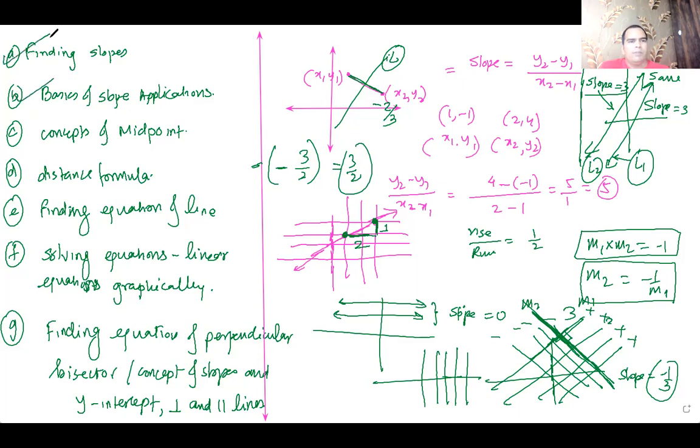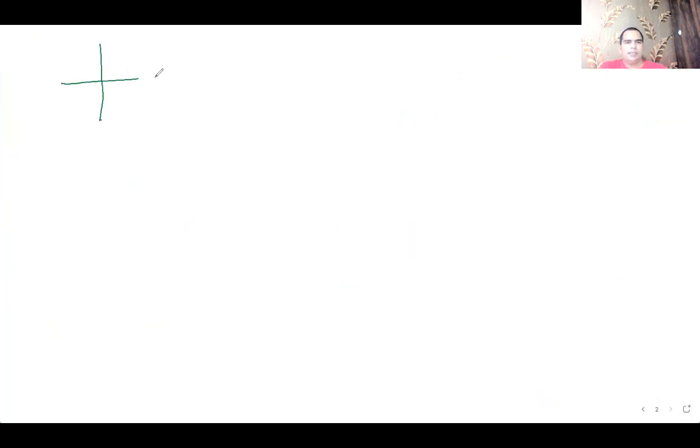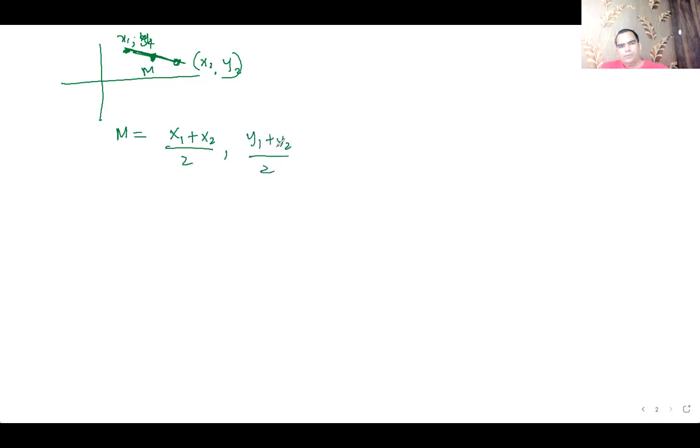And now talking about the midpoint. When you have 2 points in space, let's say x1, y1 and x2, y2, and I want to find the midpoint joining these two points, it's going to be somewhere in between. So the midpoint will be (x1 plus x2) by 2, comma, (y1 plus y2) by 2. So that's the midpoint formula.